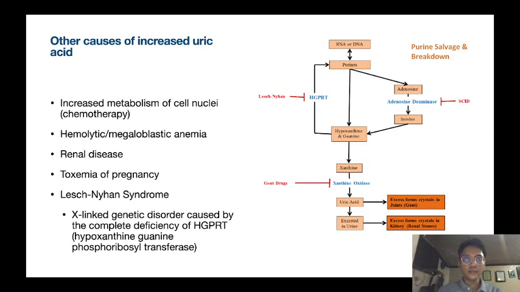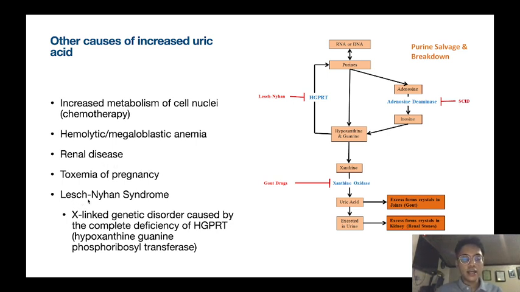Okay? So, other causes of increased uric acid, so I have already told you kanina, increased metabolism of cell nuclei, for example, chemotherapy. And the next, hemolytic or megaloblastic anemia. Kasi 'di ba, kapag may hemolytic or megaloblastic anemia, there is increased destruction of red blood cells, causing release of RNA and DNA, causing increased uric acid. The next, renal disease, then pregnancy. So, you already know bakit matataas yan.